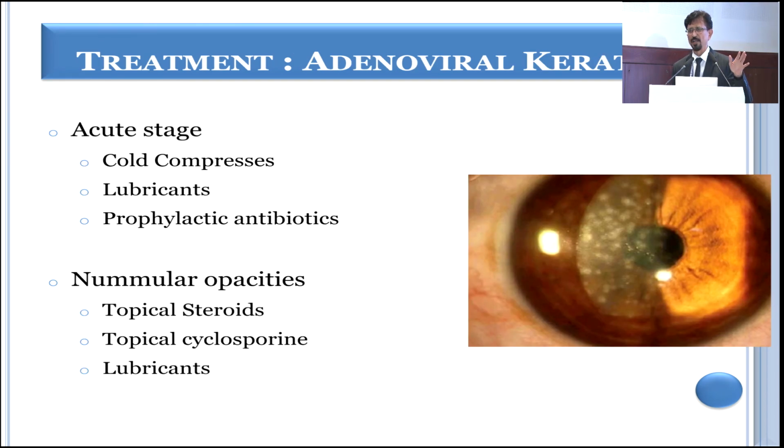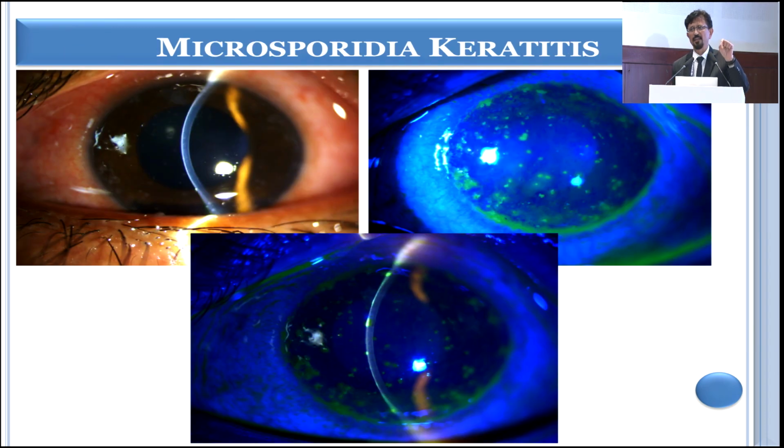In adenoviral keratoconjunctivitis, just a word about it. If there are subepithelial nummular infiltrates in the center of the cornea, then you should give steroid if the visual acuity is reduced, because it will not go off without steroid. If it's in the periphery, there's no need to give steroid. But if it's in the center, causing reduction in visual acuity, give topical steroid. Along with that, give topical cyclosporin. You can taper off the steroid because there's a risk of recurrence. You can carry on with topical cyclosporin. And the last thing is microsporidia keratitis.